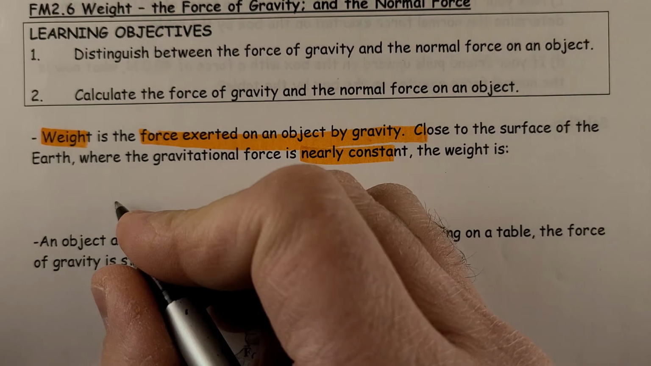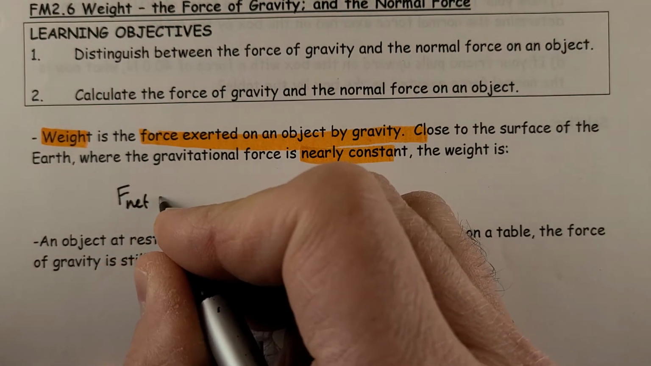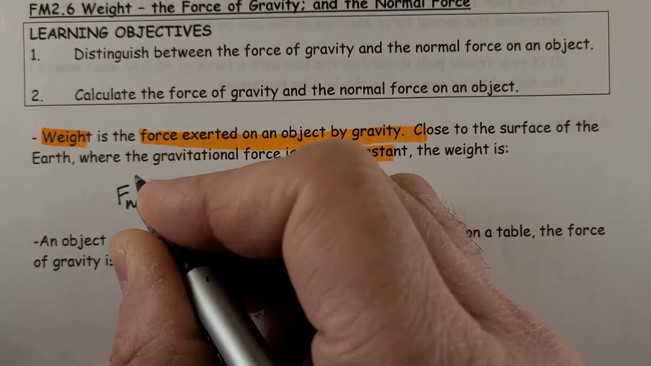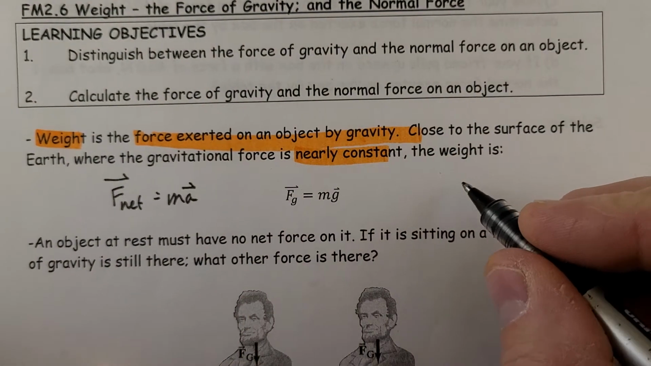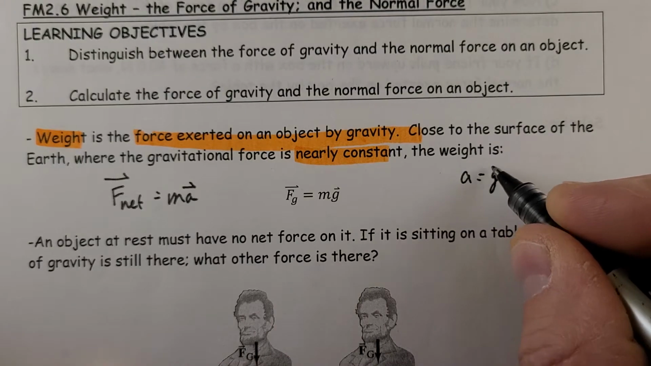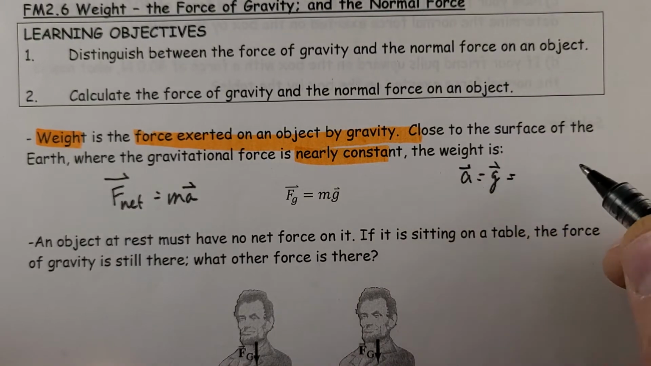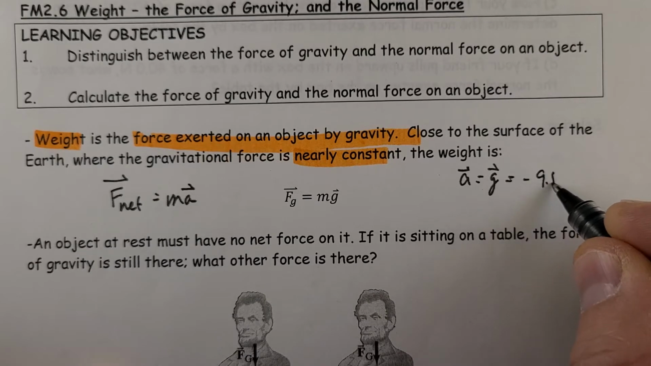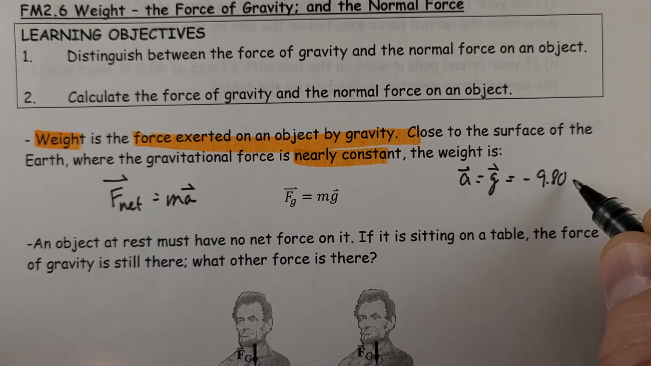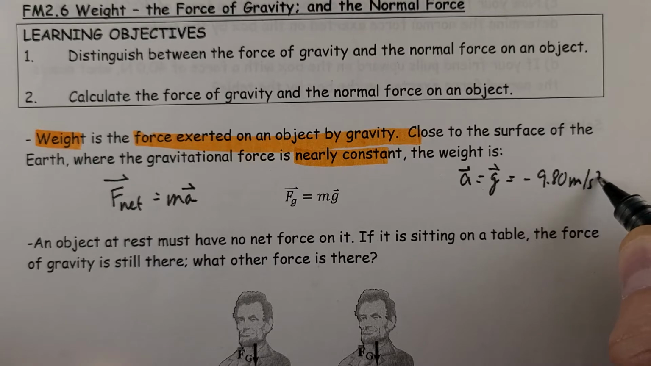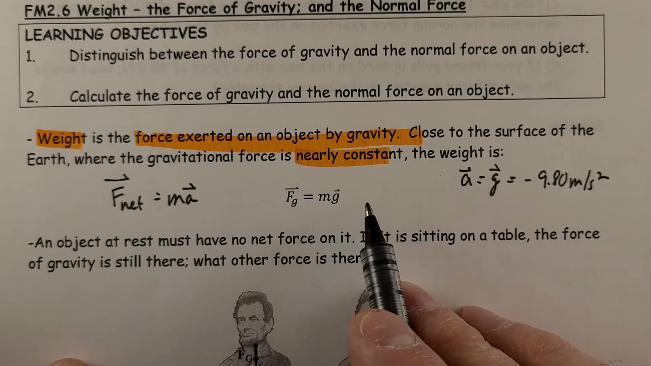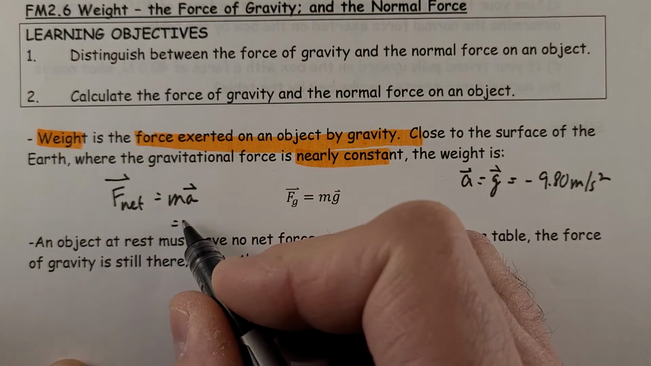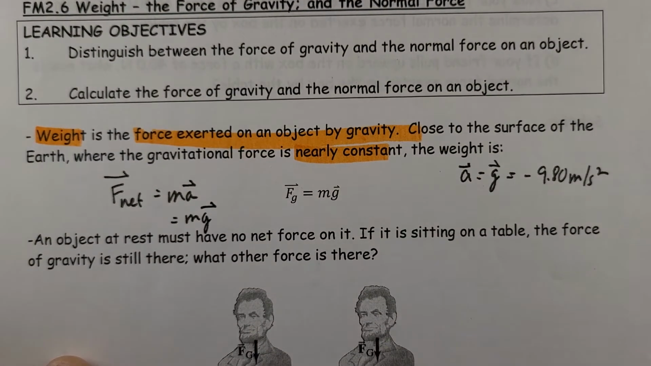Now really, this is Newton's second law somewhat tweaked. So F net is equal to ma, and if we're looking at a being represented by little g, which is the acceleration due to gravity, quite often we have it pointing straight, since it's operating straight towards the center of the Earth, we often use a negative sign there, negative 9.80 meters per second squared. So that is what this is. So F equals ma, which in our case becomes mg.